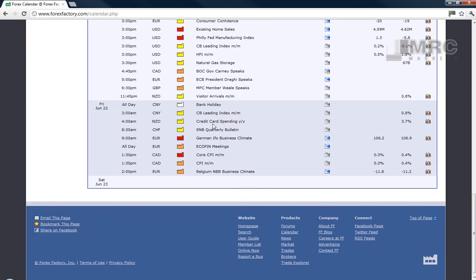And on Friday, quite a quiet day, but at 9 AM we have the German IFO business climate. And we have some ECOFIN meetings as well.